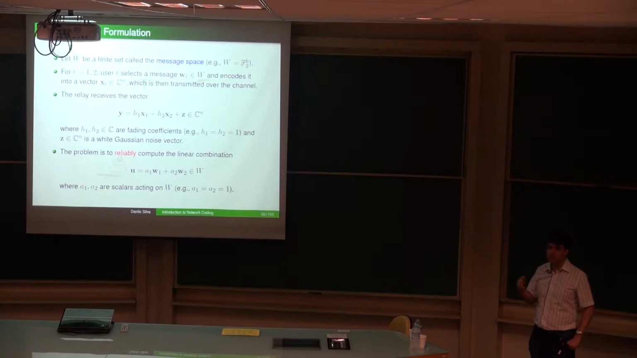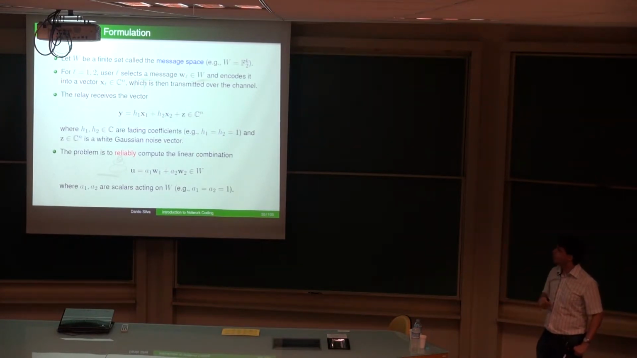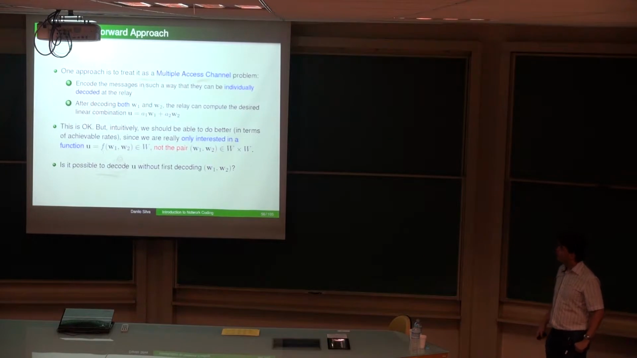We've been discussing linear network coding, so we were trying to compute linear combinations. That's just the problem we're posing. So suppose you want to compute that linear combination of messages, but you're looking at a complex vector that has interference of the vectors transmitted. So how do we do that?